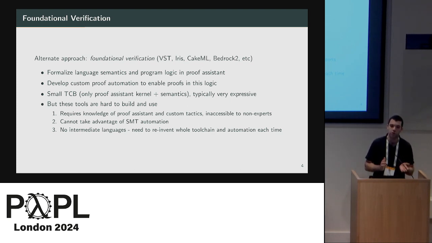However, these tools are harder to build and they're harder to use. You can't take advantage of the variety of SMT solver-based automation and the advantages of this intermediate language-based pipeline. And for a user, they need to know how to use a proof assistant. They also need to know how to carry out these proofs in the program logic with this custom automation, which makes these tools inaccessible to non-experts.